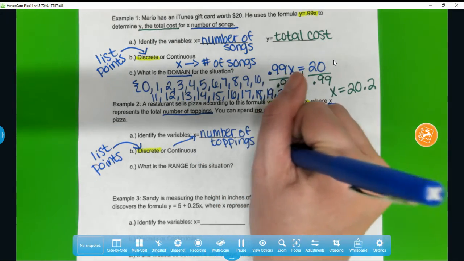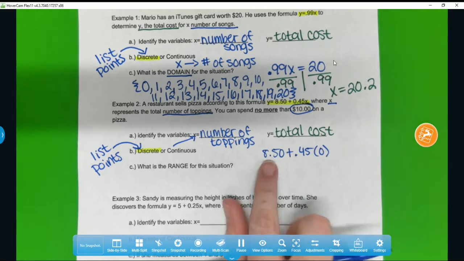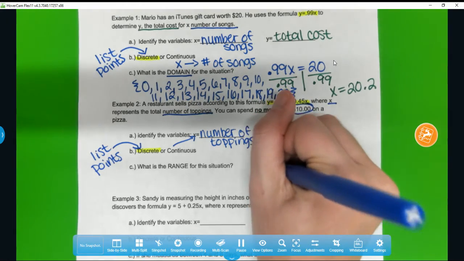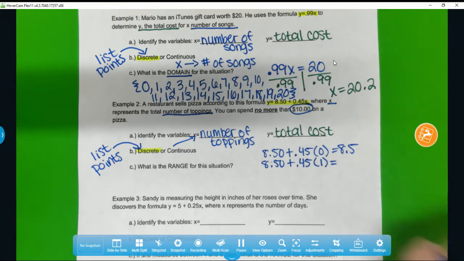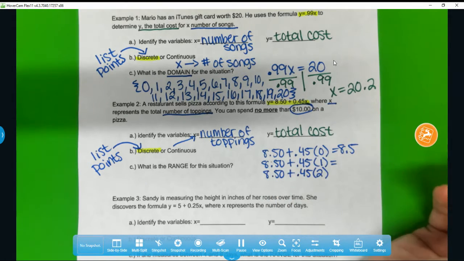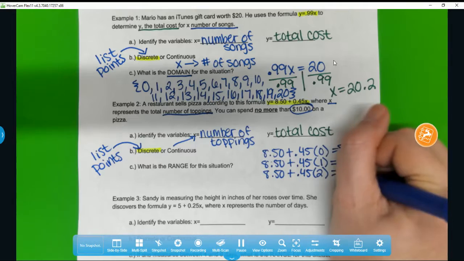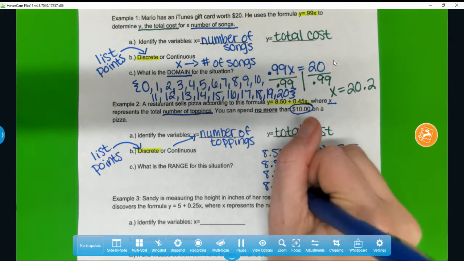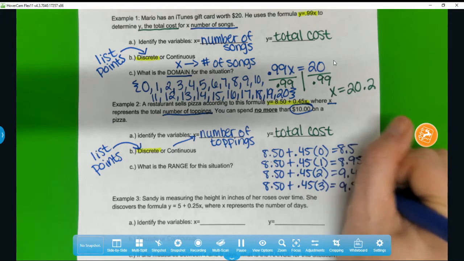So the first one, we can do 8.5 plus 0.45 times 0. When you do that, you get 8.5. Then we're going to do 8.5 plus 0.45 times 1, and 8.5 plus 0.45 times 2. When you do 1, you get 8.95. For 2, you get 9.40. So we're getting close to 10. Let's try one more. 8.5 plus 0.45 times 3. So you would get 9.85.